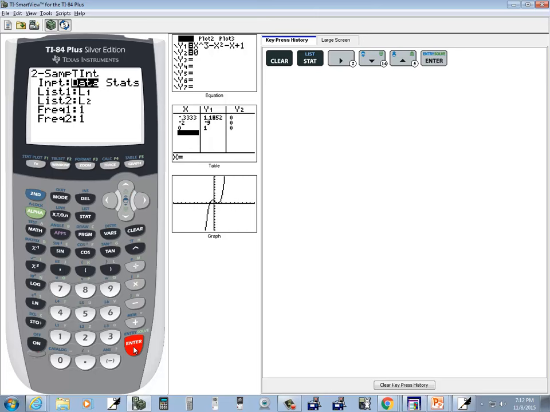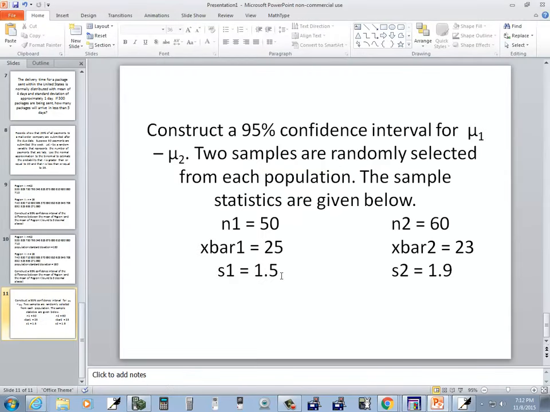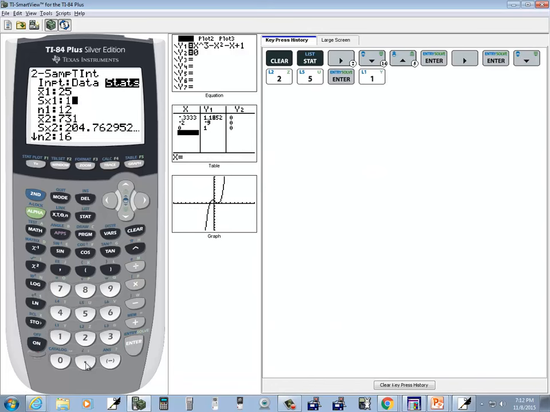So I choose that. Data is when you're given raw data. Stats is when you're given summary statistics. We got summary statistics, so I'm going to go over to stats and press enter on it. Now it'll ask us for X bar 1, which was 25. It'll ask us for SX1, which is our S1, which is 1.5. And it'll ask us for N1, which is 50.